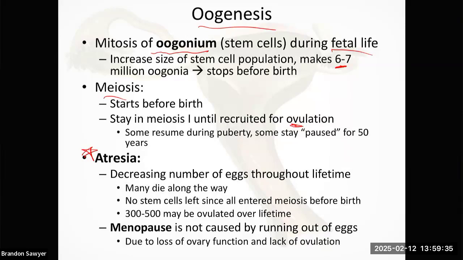Initially the thought was that menopause was caused by running out of eggs, but that's not the case. 6 to 7 million eggs are way more than are ever ovulated in the lifetime of a female, so that's not an issue. It's typically only about 300 to 500 ovulations that actually occur during the reproductive period. Menopause is actually more related to a change in ovary function, and then ovulation just stops happening. It's really the ovary's responsiveness to LH and FSH that changes with aging, and ovulation just doesn't occur anymore. So questions on that at all?